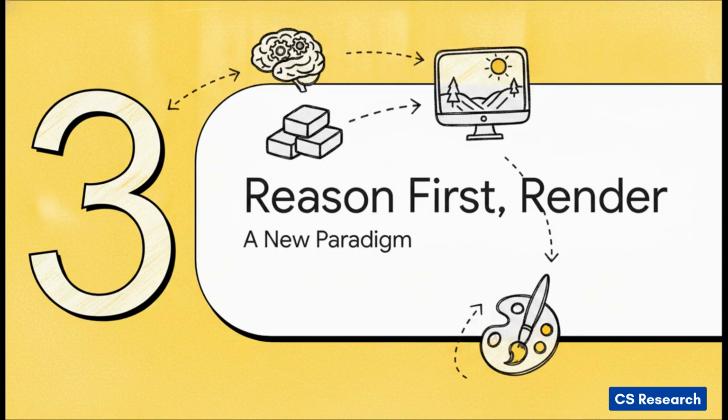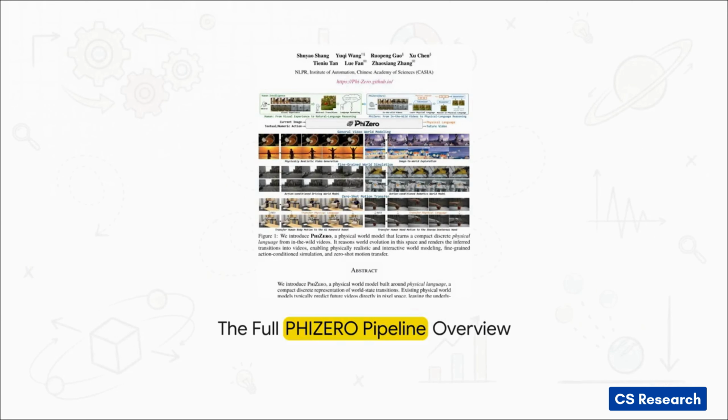Which brings us to Section 3, reason first, render later. Let's look at this entirely new paradigm. Now, what's really interesting about this slide is how comprehensively it maps out the entire PHIZERO pipeline. It's like a giant puzzle coming together. If you look at the top left, we see the traditional human approach, right? Extracting abstract transitions from our visual experiences and then using language reasoning to understand them.